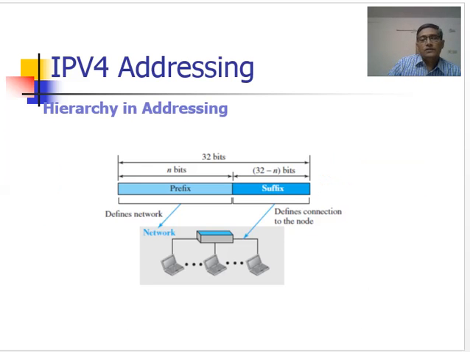Now coming back to the pictorial representation of this hierarchy in addressing. The IP address is divided across the total available 32 bits. The small n bits we call the prefix, and the remaining 32 minus n bits denote the suffix. The prefix defines the network part, that is, in which particular network a node in the internet resides. The second part, the suffix, identifies the exact node within the network.